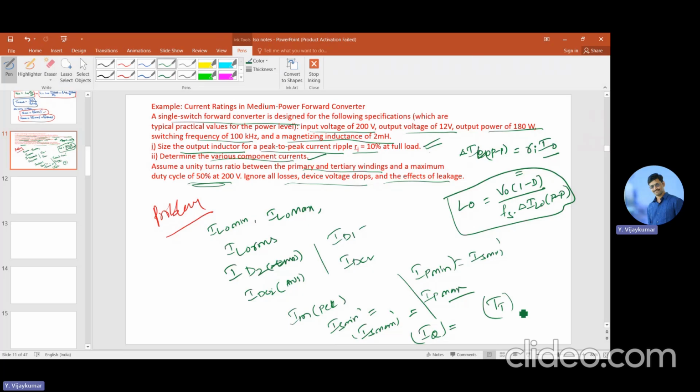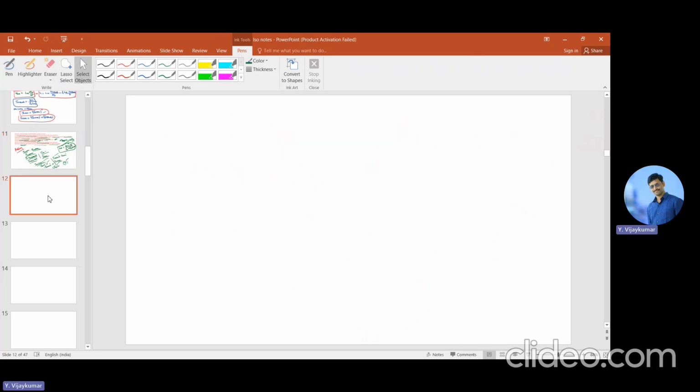In the first problem, we have to find the inductance value. In the second problem, we only mention the various currents: IL minimum, IL maximum, IL RMS, the current flowing through D2 and D1, the maximum peak current of the magnetizing current, the secondary and primary reflected currents, the current flowing through the switch, and the current through the tertiary winding. All these we have to discuss here. Okay, I am going to start one by one.